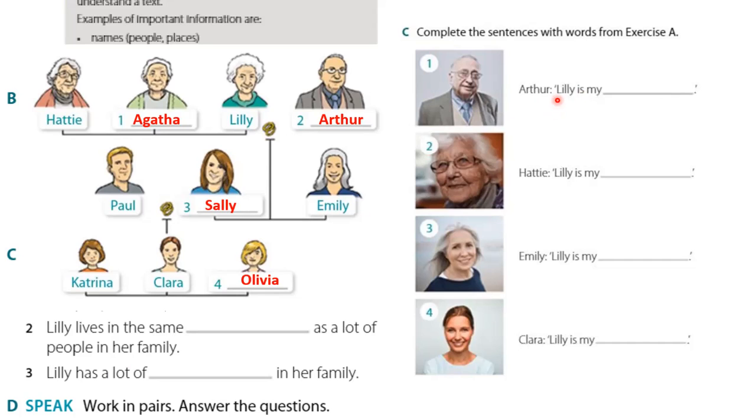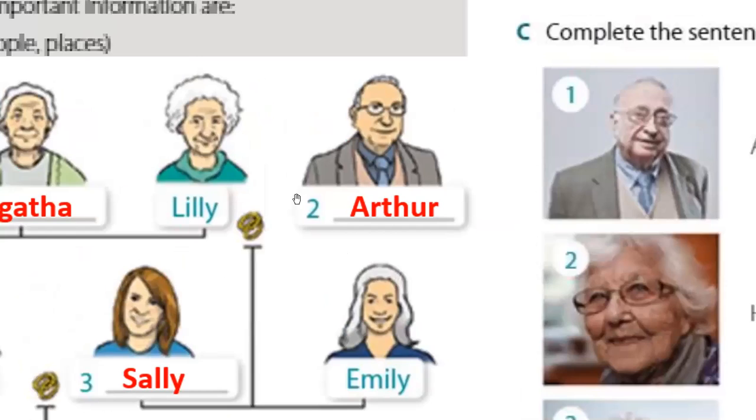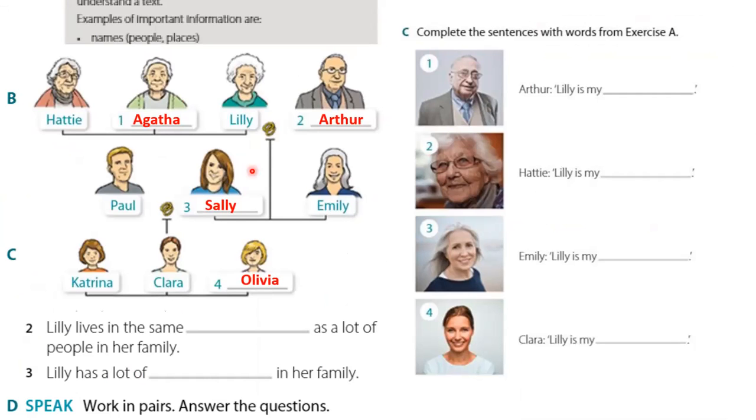For example, we have that Arthur says, Lily is my, okay, para Arthur, Lily es su, ¿qué? She is his wife, es su esposa, esposa de Arthur. Entonces, ¿qué es Lily de Heidi? ¿Qué es Lily de Emily? ¿Qué es Lily de Clara? Aquí tienen el árbol genealógico, usen las palabras del ejercicio A. ¿Ok?